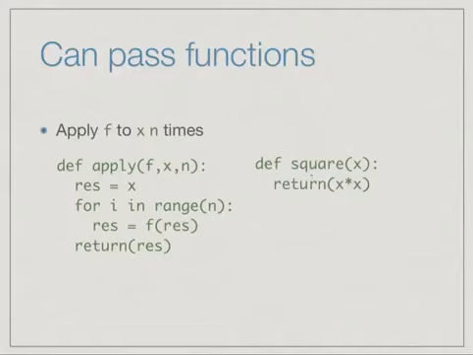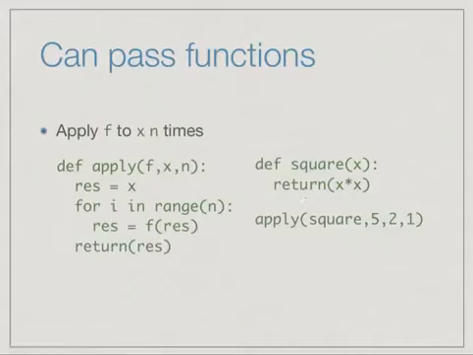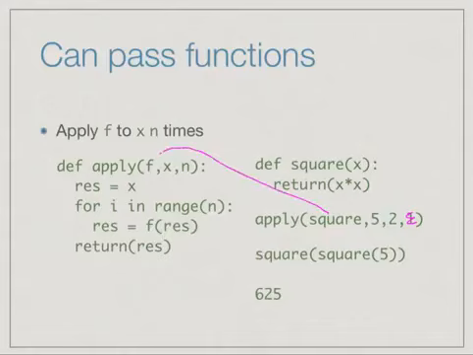So let's look at a concrete example. Supposing we have defined a function square of x, which returns x times x. And now we can say apply square to the value 5 twice. So what this means is apply square of 5 and then square of that. So do square twice, and therefore you get 5 squared 25, 25 squared 625. So what is happening here is that square is being assigned to f, 5 is being assigned to x, and 2 is being assigned to n. This is exactly as we said before, like saying f is equal to square.